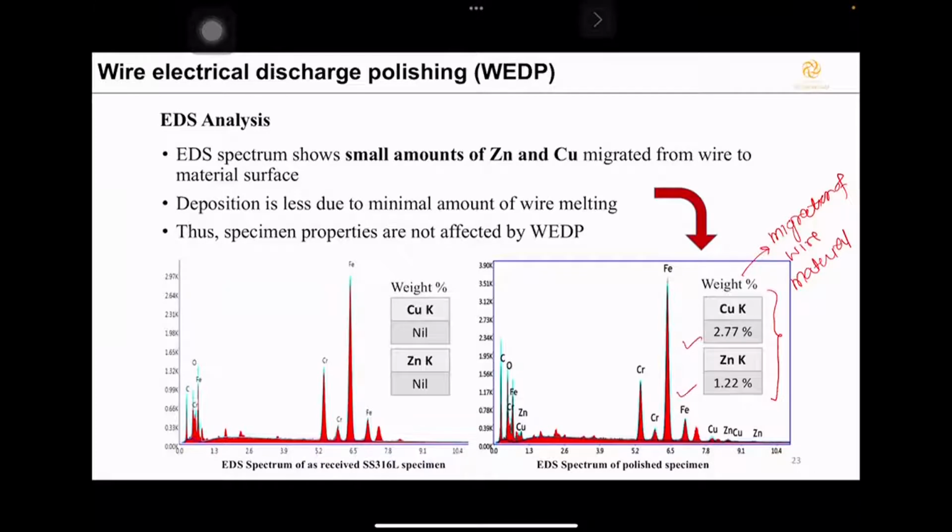We have used a zinc coated brass wire, and these two materials, copper and zinc, are coming from there only. So we are trying to go into the ultra fine regime of discharge energy to see whether we can minimize this further or eliminate it in the process.